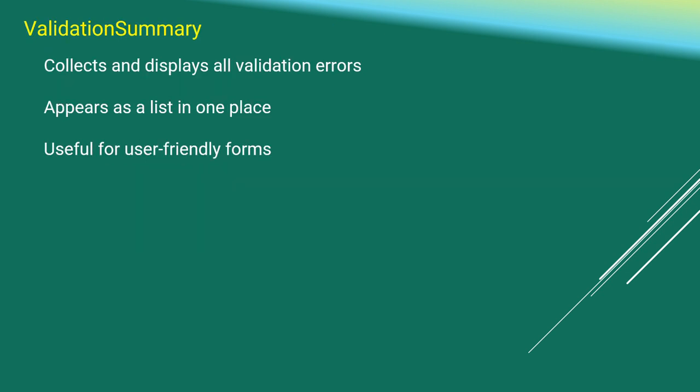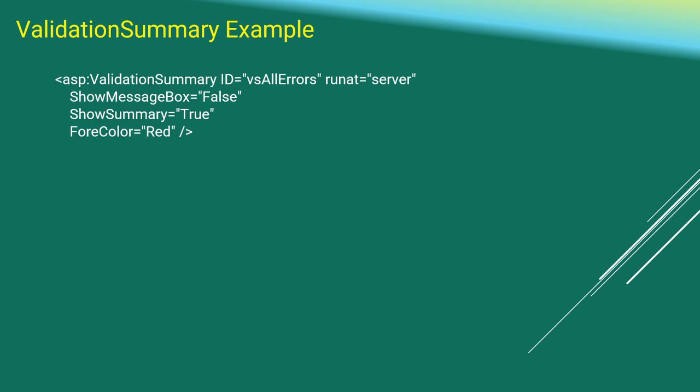Instead of showing errors next to each control, you can use validation summary to display all validation messages together in one place, either as a list or a bullet point section. This control does not need to be linked to specific fields. It will automatically collect all the error messages from your validators and display them as a summary block.